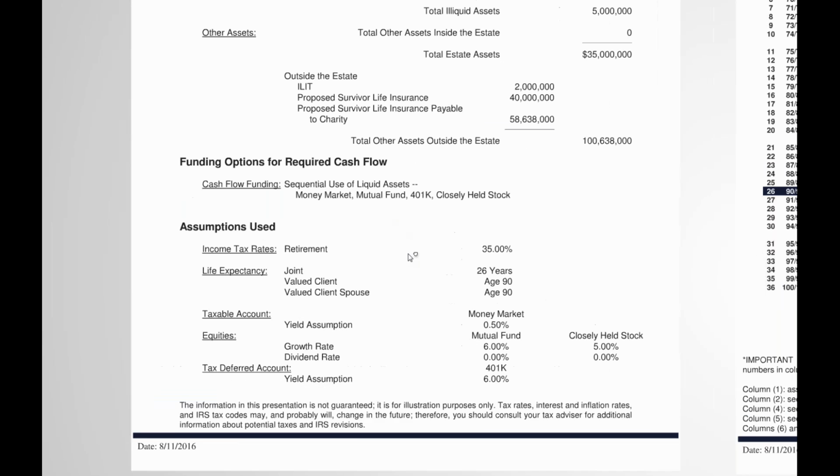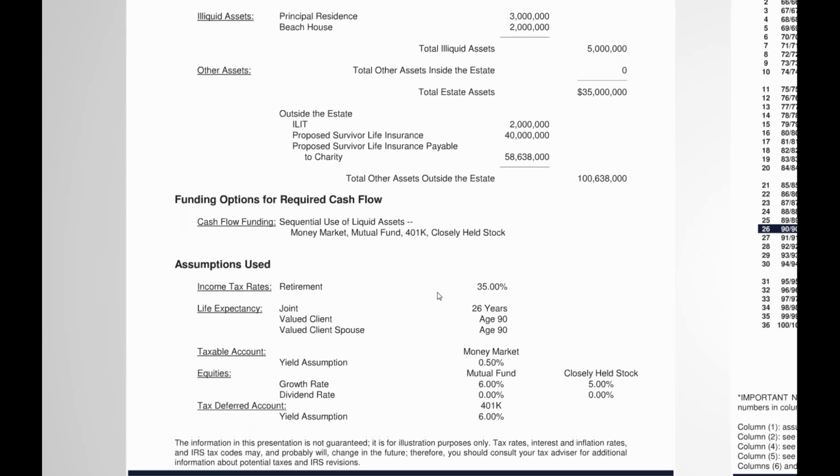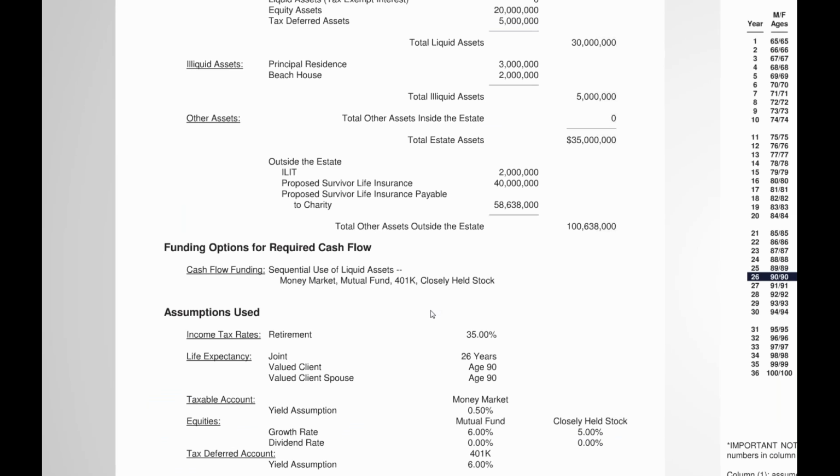Now here's where this is really powerful, okay? They've got a lot of different assets in a lot of different places. How do we even begin to tell them where they should take money from in what order? Well, the software takes into account taxes, takes into account growth rates, and it actually will calculate the most efficient way to liquidate assets. In which order should you start paying for these things? Very powerful. So here's where it breaks it down.